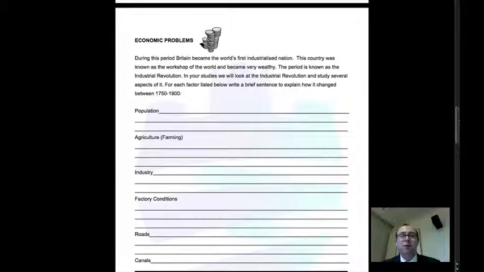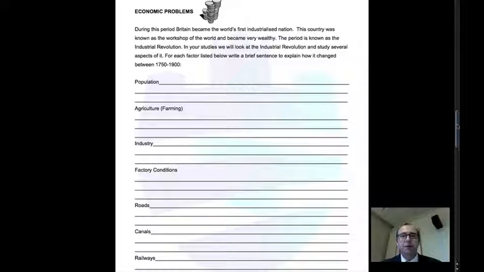The Industrial Revolution brought Britain fantastic wealth, and with that wealth came power, and with that power Britain built the world's biggest empire. But the economic changes changed Britain beyond recognition, and we became the world's first industrialized nation. I'd like a brief sentence on how each of these different aspects of Britain was changed during the period 1750 to 1900. And this work here supports the group work activity that students will undertake at the start of this unit.